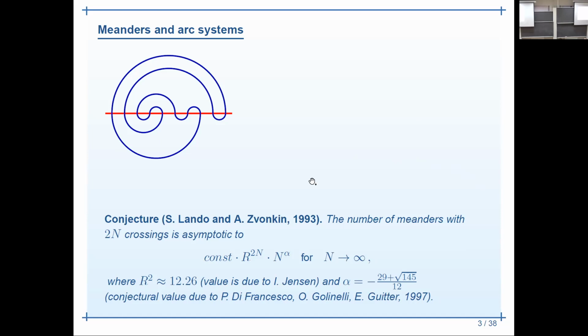Sorry, Anton. It's okay. The conjecture is that the number of meanders with two end crossings is asymptotic to the number you see on the screen. In this particular setting, the conjecture was specified by Di Francesco, Golinelli and Guitter in '97, who suggested a conjectural exact value of alpha, and the value of R squared is also conjectural and only approximate. There are lower and upper bounds for the growth number of meanders, but both bounds are unfortunately at the current stage very far from the desired one. So this is the conjecture.